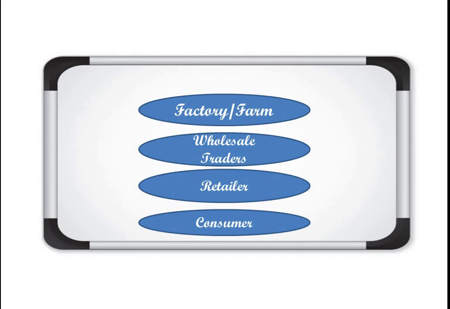Factory and farm, the things are produced, then wholesale traders get from them in bulk, then retailers or the small traders, you can say, get from wholesalers, and finally the consumers get the things. This is the chain of markets.